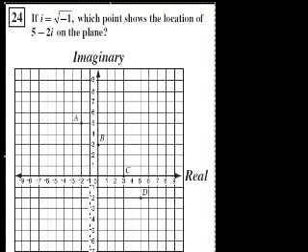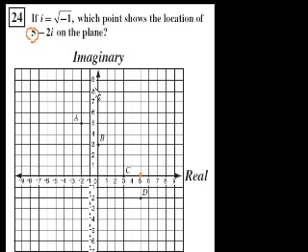All right. If i equals the square root of negative 1, which, well, if you didn't know it, that's what i is defined as, and I go on many videos about the magic of i and e and pi. Which point shows the location of 5 minus 2i on the plane? So this is the real. The x-axis is the real axis. So you take the real part, which is 5. So you go 1, 2, 3, 4, 5. So that's the real part.